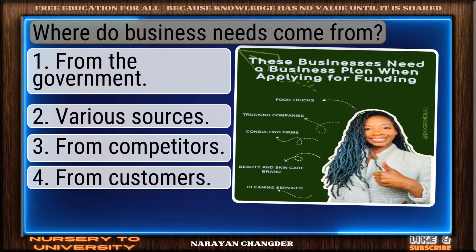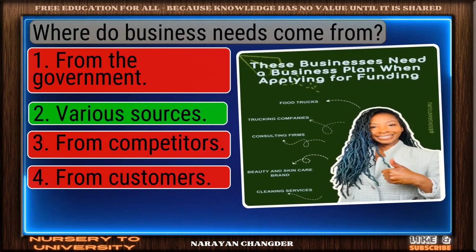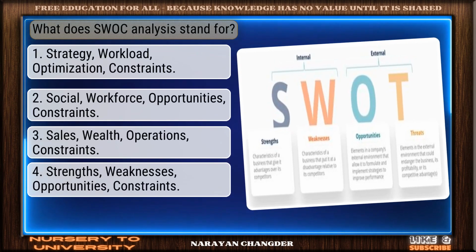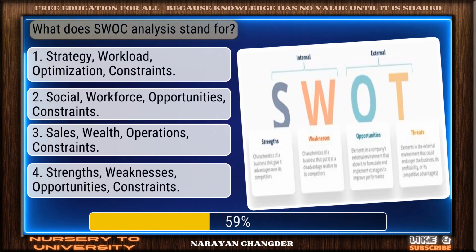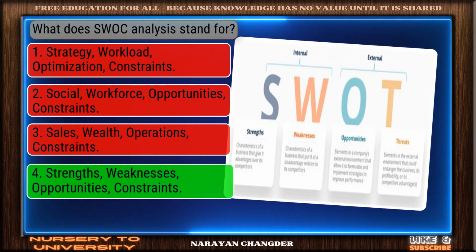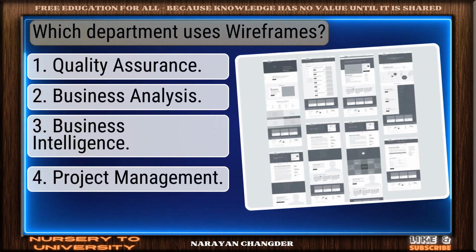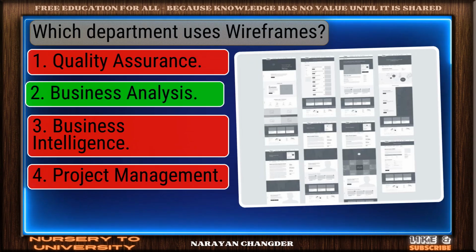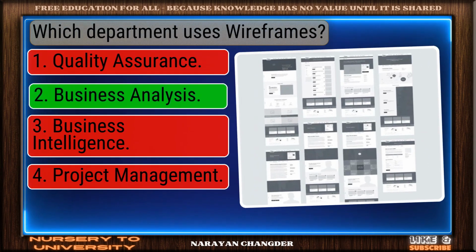Question number 70. Where do business needs come from? Smart pick. Various sources is the correct choice. Question number 71. What does SWOT analysis stand for? Clear logic. Your choice strengths, weaknesses, opportunities, constraints is sound and 100% true. Question number 72. Which department uses wireframes? Nice selection. Business analysis is the correct and valid answer.